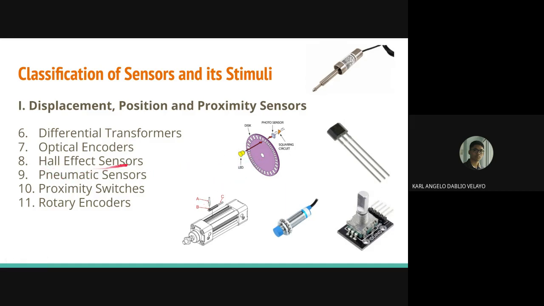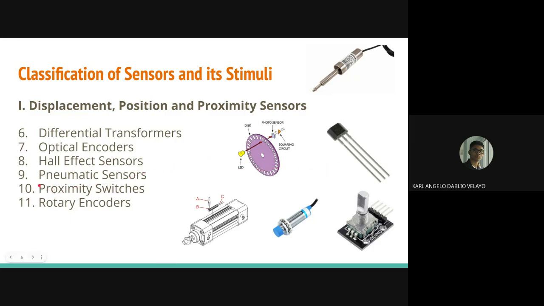Next, we have Hall effect sensors. So Hall effect sensor is this image right here, where it has 3 long legs. So this sensor detects the presence and magnitude of a magnetic field using the Hall effect. So the output voltage of the sensor is directly proportional to the strength of the field. So this is used to time the speed of wheels and shafts.